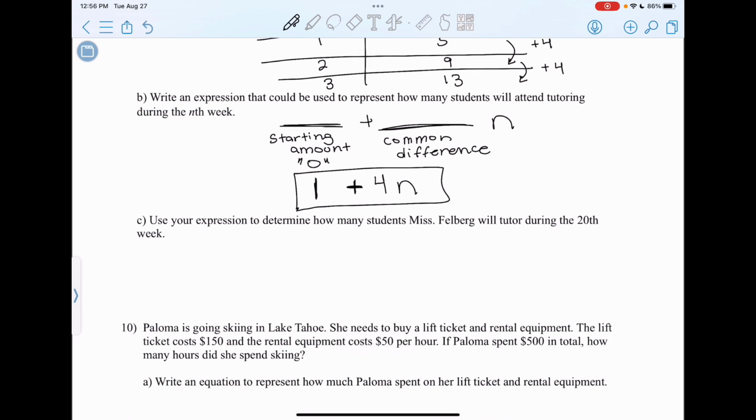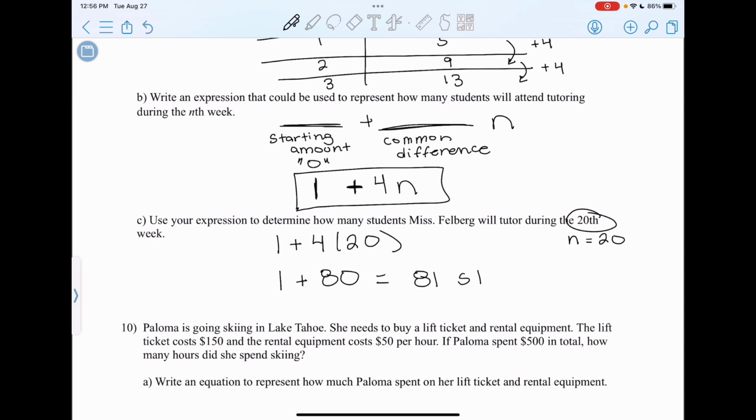So in part C, it said, use your expression to determine how many students Ms. Felberg will tutor during the 20th week. This means I'm plugging in 20 for N. So I have 1 plus 4 times 20, because notice how the 4 and the N were right next to each other. That means multiply. 4 times 20 is 80, and 1 plus 80 is 81.